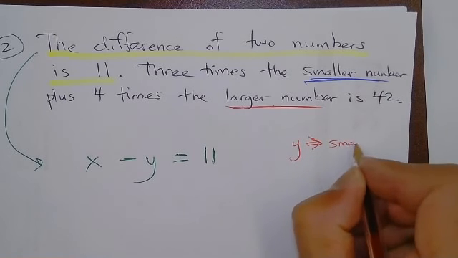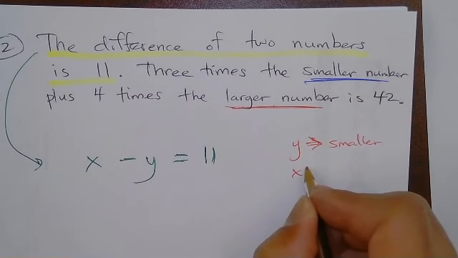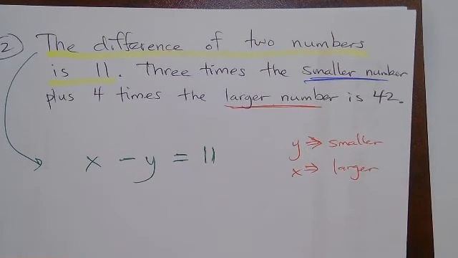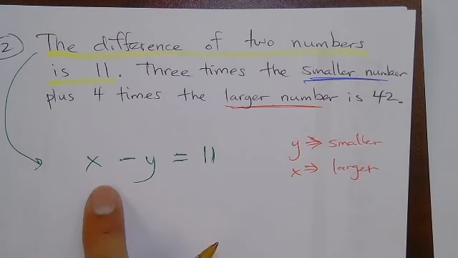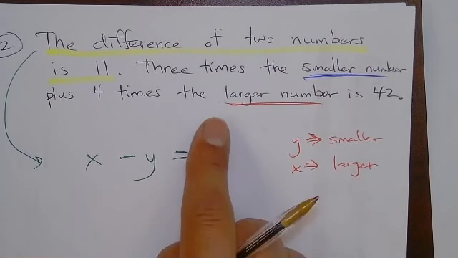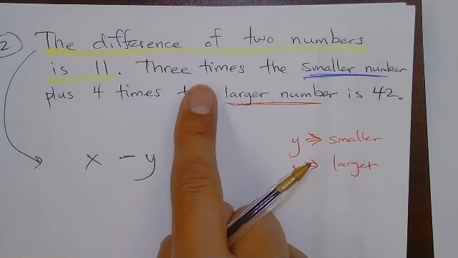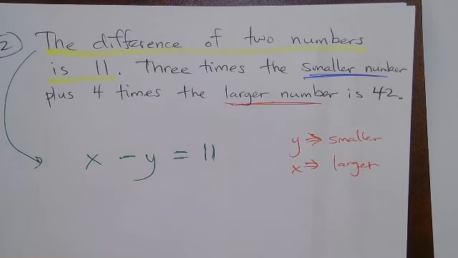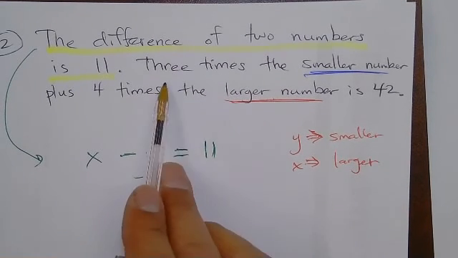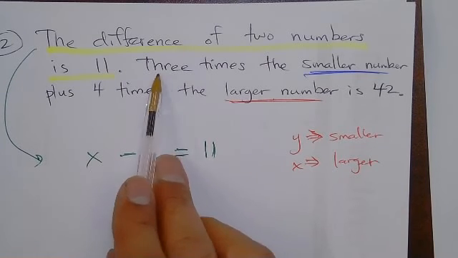So which one's the smaller number? See, y is the smaller number. And x is the larger. You got to know that. I talked about that earlier, right? Because when these subtract, they got to give you a positive answer. Now it's going to be straightforward: 3 times the smaller number. How would I write that?